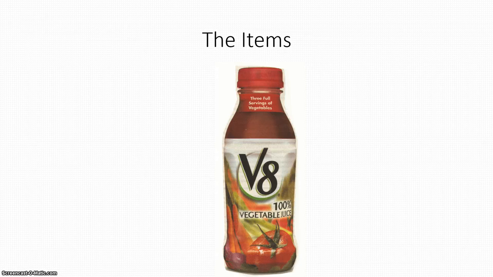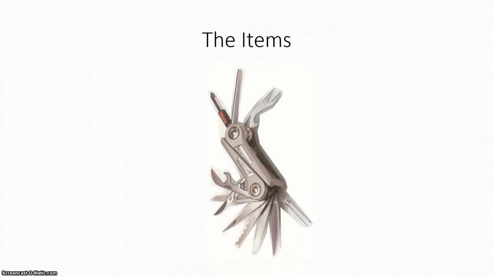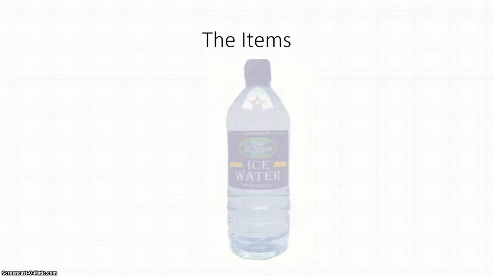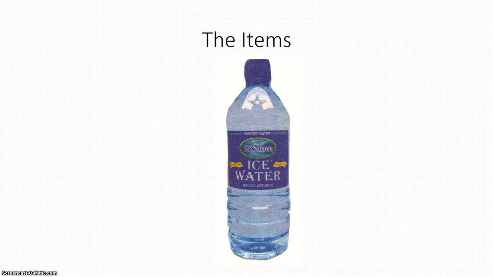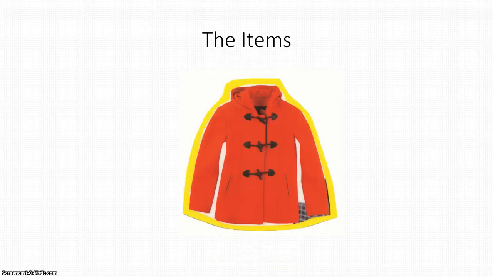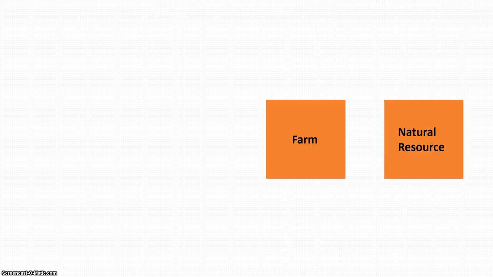All the ingredients for this V8 came off of the farm. This metal pocket knife was mined out of the earth, so it's a natural resource. Water is a natural resource. We have a finite amount that just keeps continually circling through the water cycle. The wool in this coat came from a sheep off of a farm. As you can see, the source of all of our everyday items is either the farm or natural resources, although technically we could put the farm inside of the natural resources because without the earth we wouldn't have anything.